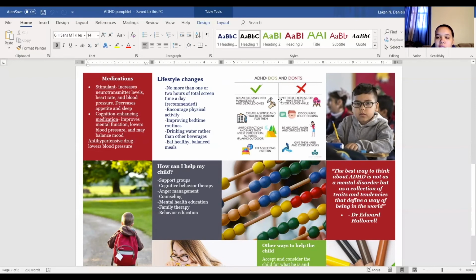Some don'ts would be limit their exercise or make them sit for a long time. Discourage loud thinking. Be negative, angry, or criticize them. And then give them hard and complex tasks.